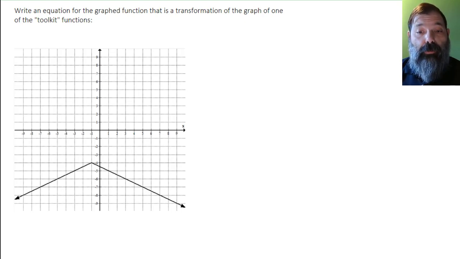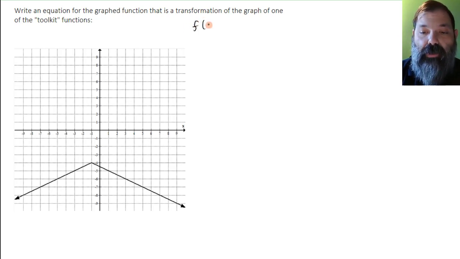Write an equation for the graphed function that is a transformation of the graph of one of our toolkit functions. We're given this graph. I see that V shape in the graph, and so this looks to me to be a transformation of the absolute value function.